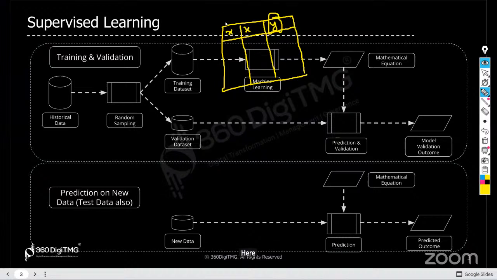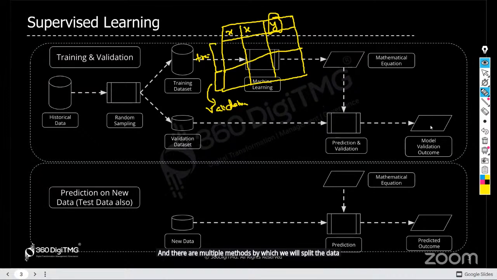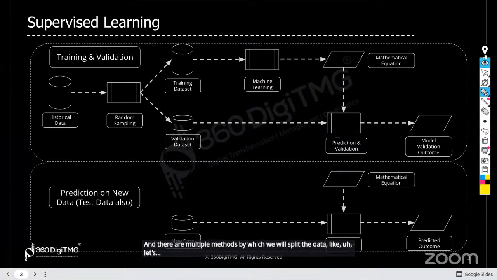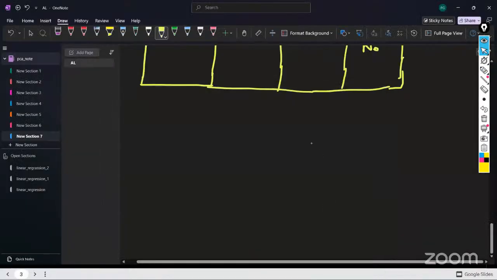Here, what we will do, we will split the data into two parts. This is my train data, and this will become my validation data. And there are multiple methods by which we will split the data. Let's see it over here.